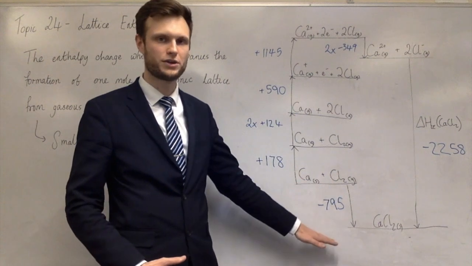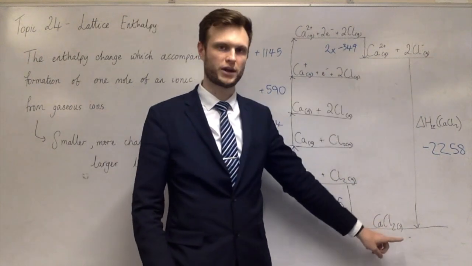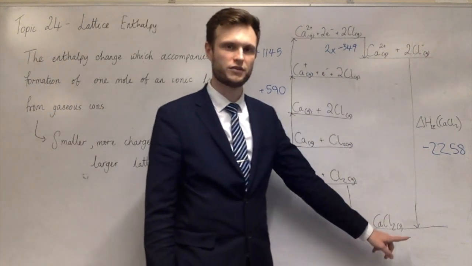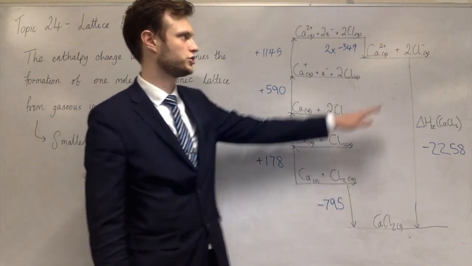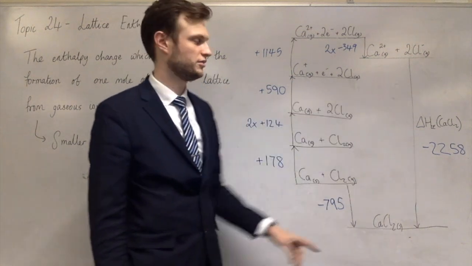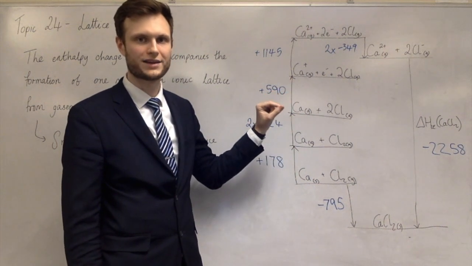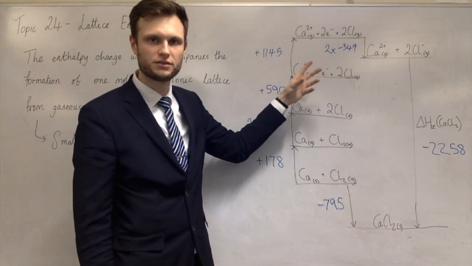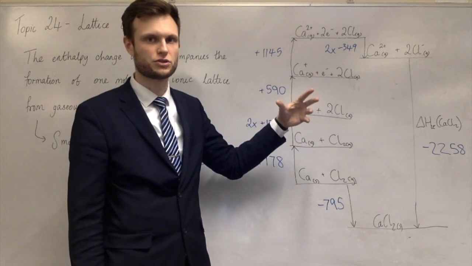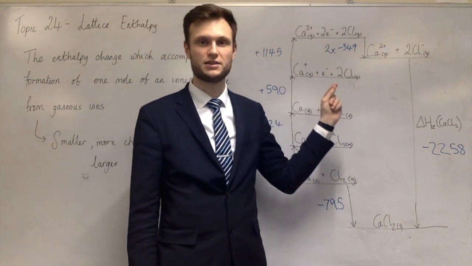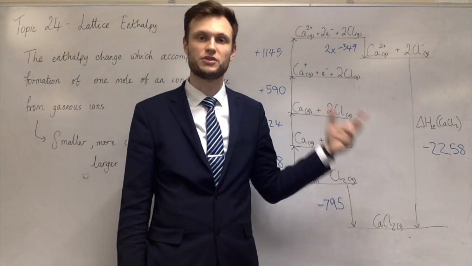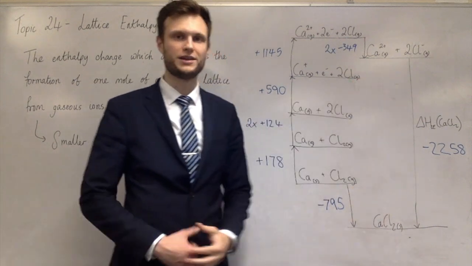And so for a Born-Haber cycle, these are the steps. You have the formation and the lattice enthalpy, both of those forming one mole of calcium chloride. To get from formation to gaseous ions, you need to first of all atomize, so you've got all atoms, then ionize, so you've got positive ions and electrons, and then electron affinity to get the negative ions. And then once you've done that, you have a complete Born-Haber cycle.